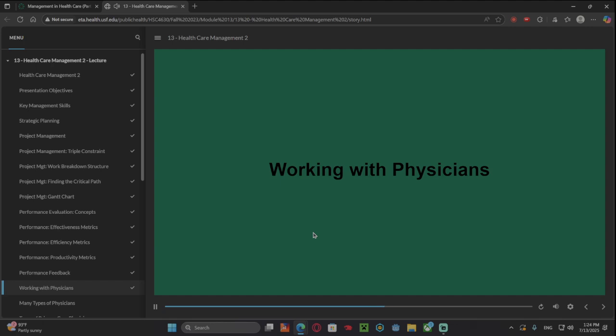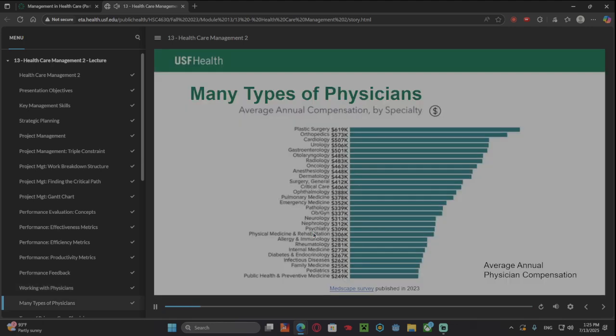Working with physicians. There are many types of physician specialties, from preventive medicine to specialty medicine. This chart shows the average annual compensation by specialty for physicians, such as pediatrics, all the way to plastic surgery.